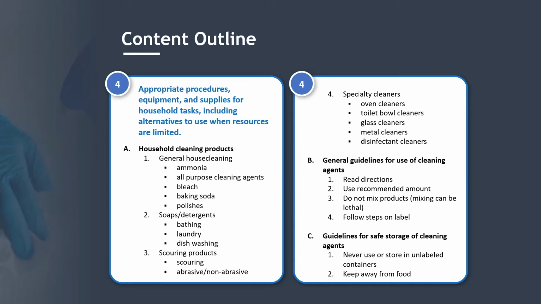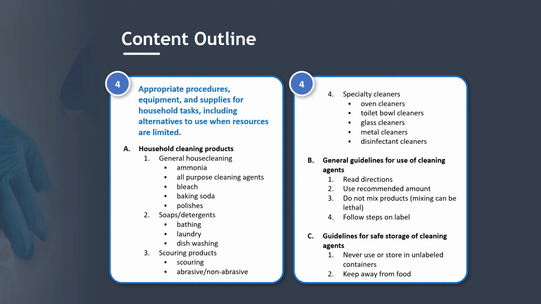Scouring products. Scouring, abrasive and non-abrasive. Specialty cleaners for oven cleaners, toilet bowl cleaners, glass cleaners, metal cleaners, and disinfectant cleaners. B. General guidelines for use of cleaning agents. Read directions. Use recommended amount. Do not mix products. Mixing can be lethal. Follow the steps on the label.